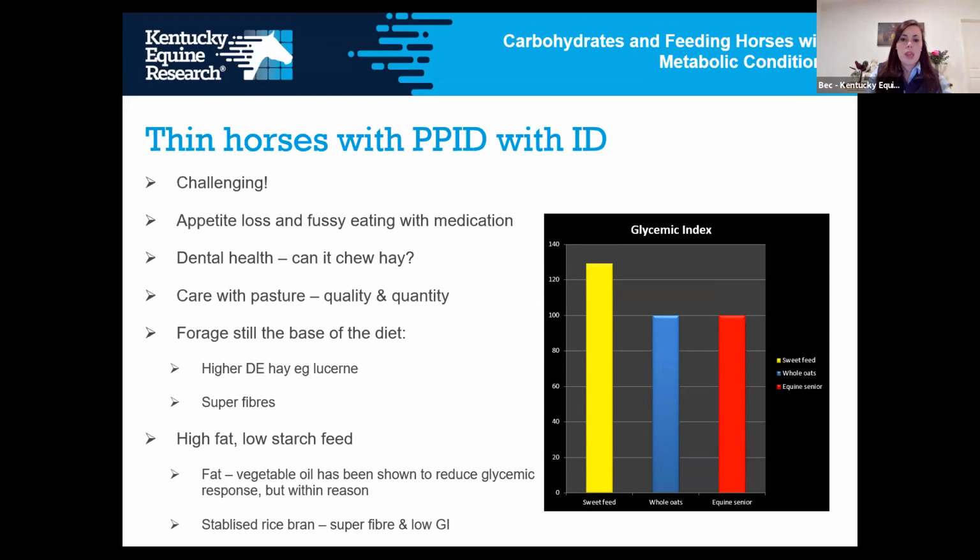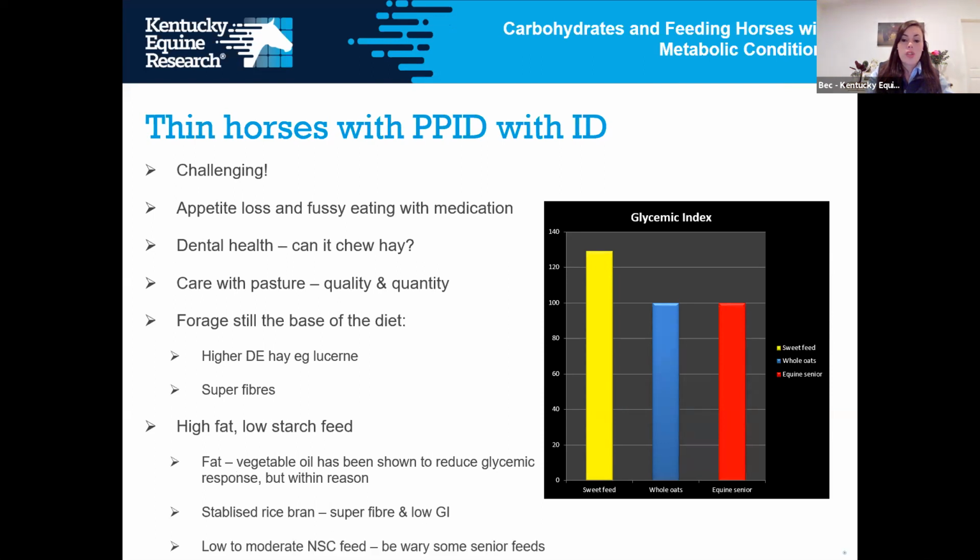For underweight horses with PPID, deriving calories from a fat or fibre source rather than starch is certainly the way to go, because it will have less of an impact on insulin and glucose dynamics. There's lots and lots of feeds that are available on the market, but the key, like we said before, is to look at the diet overall, because we just want to make sure that we select something that is appropriate. And just as this little graph here shows, sometimes a senior feed, even though some of these horses might be senior, may not be the most appropriate.